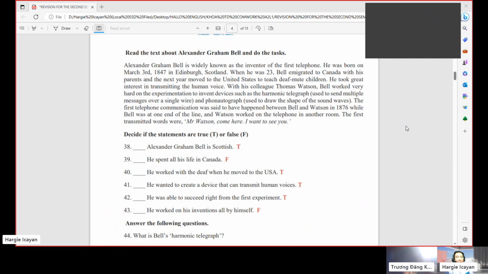He was born on May 3rd, 1847 in Edinburgh, Scotland. Okay, you might just say it without the year. The statement is "Alexander Graham Bell is Scottish," and that's true because he was born in Scotland. People living in Scotland are called Scottish, right?